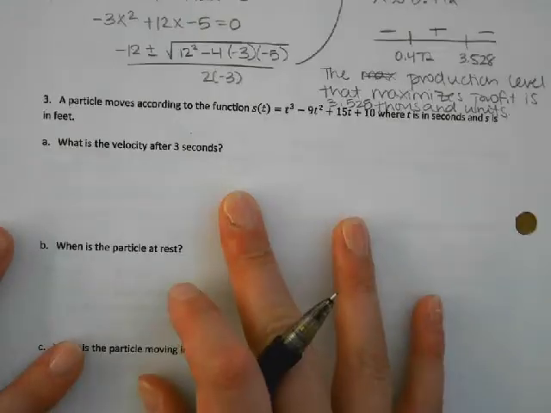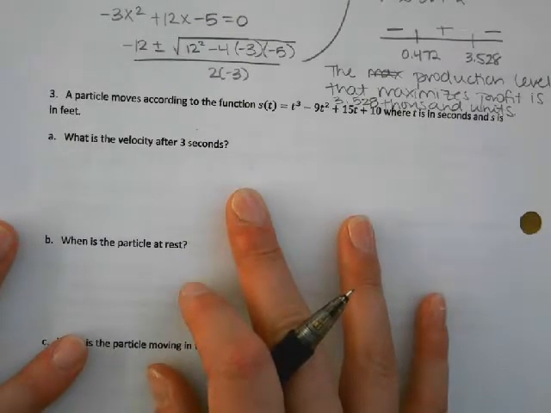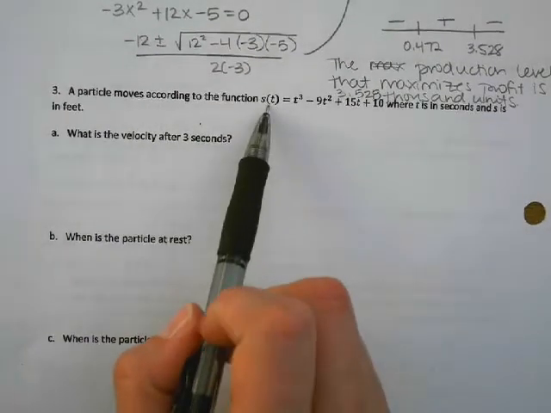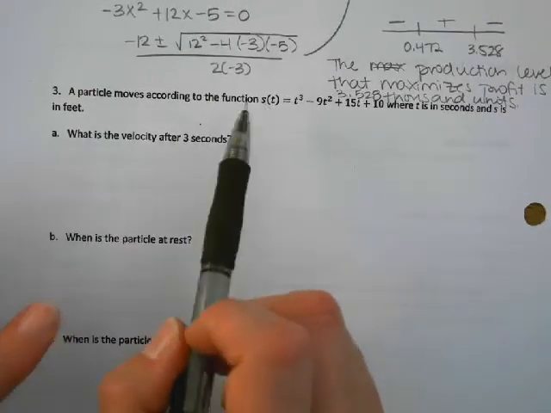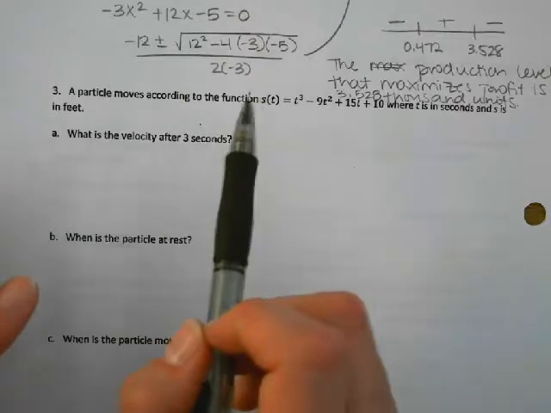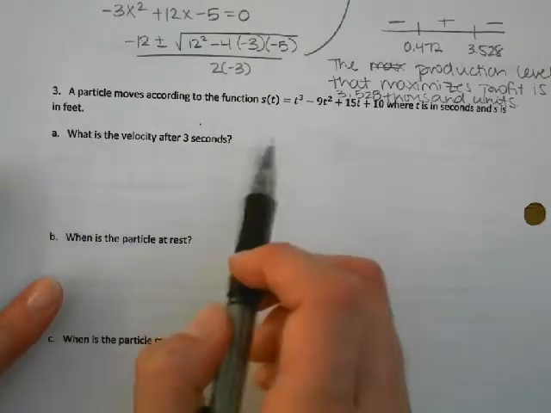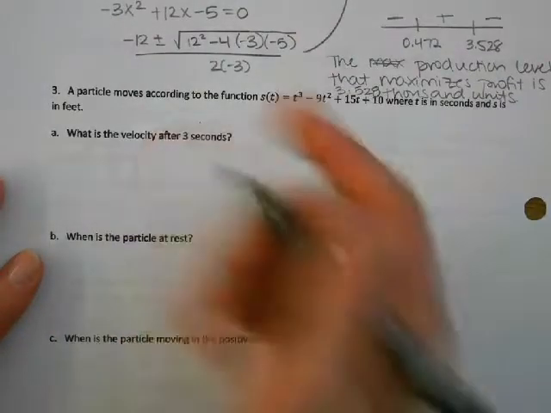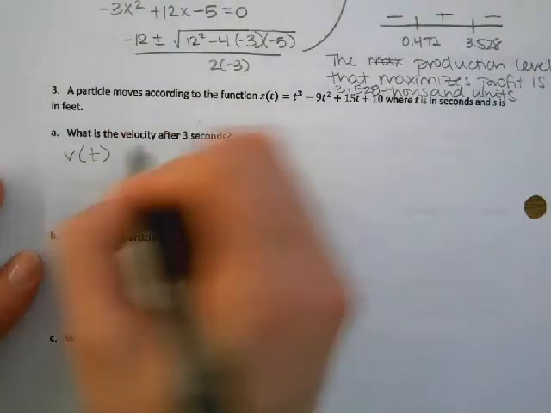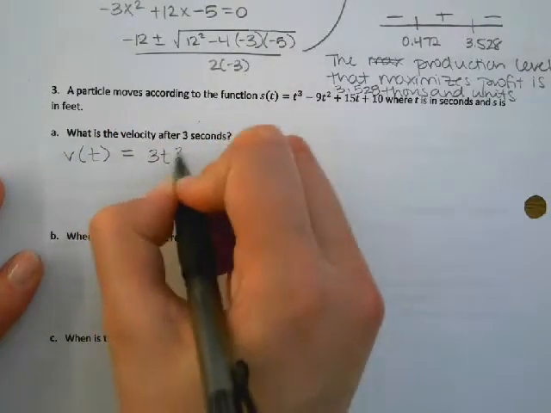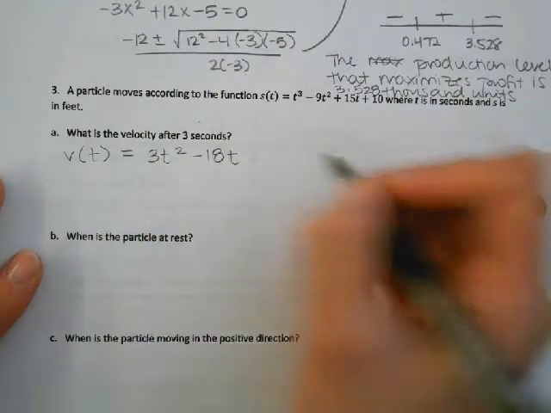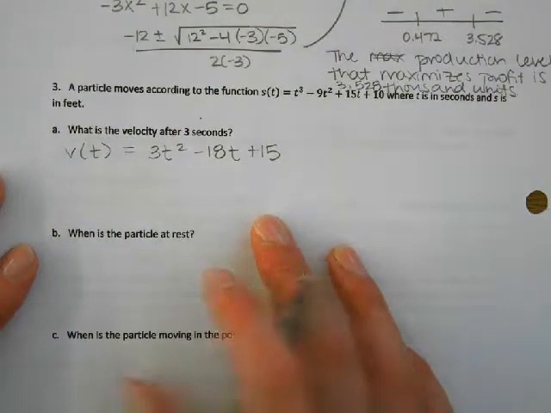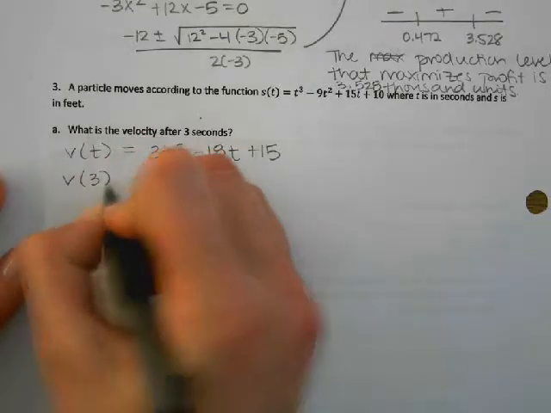Okay, so these ones are the problems that you hopefully are going to be like, yeah, I could do that. We've hit these already, but we're going to hit them again. So it says the particle moves according to this function. This is the position function. This is where it starts. This is how, like, it moved left, it moved right. We're not saying how fast it moved or if it was speeding up. We're just saying this is where it is. So if we want to find the velocity, how do we do that? Velocity is the first derivative of the position. So that would be 3t squared minus 18t plus 15. And if we want to know the velocity after 3 seconds, what do we have to do? Plug in 3.